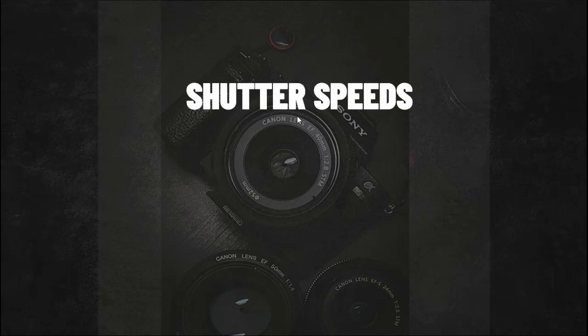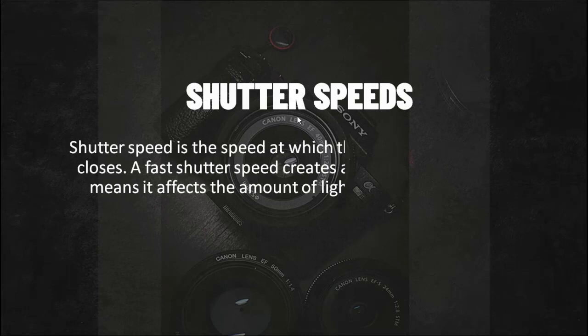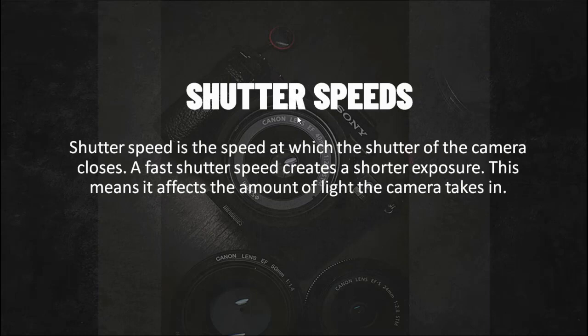Okay, that's very important. We have the shutter speed. The shutter speed is the speed at which the shutter of your camera closes. It's the speed at which your camera captures an image. The shutter speed creates a shorter exposure. This means it affects the amount of light the camera takes in.